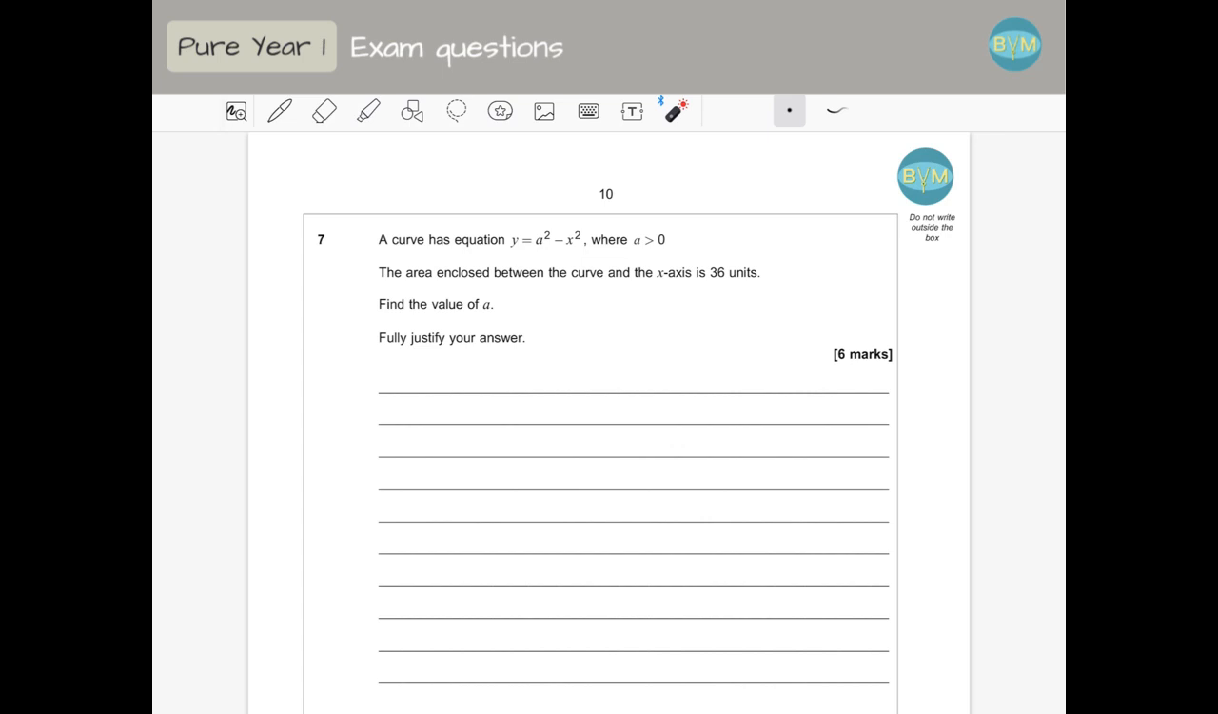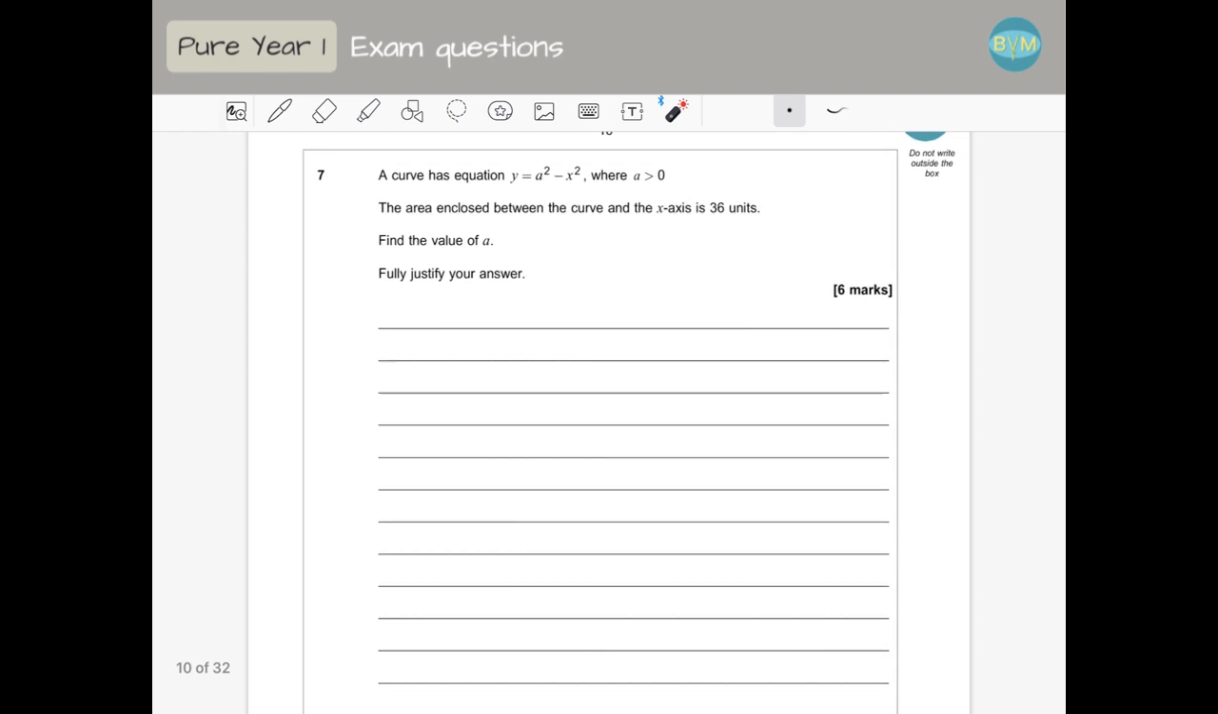Hello, this is question 7 on your June 2022 paper 1 from AQA, the AS paper. A curve has this equation, which is a quadratic. A is a positive constant, and the area between the curve and the x-axis is 36 units. Find the value of A.